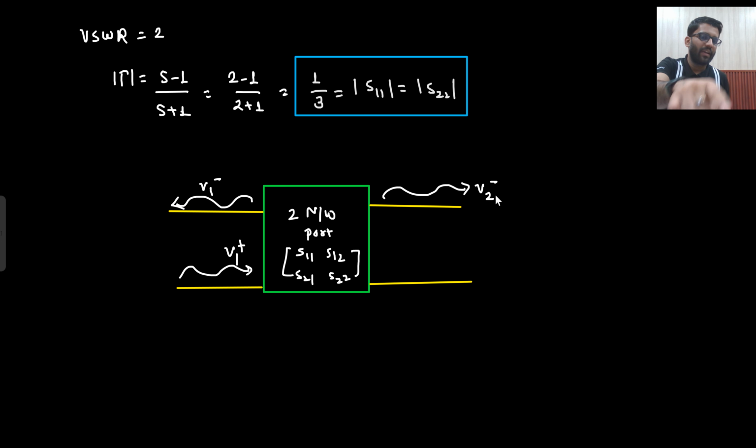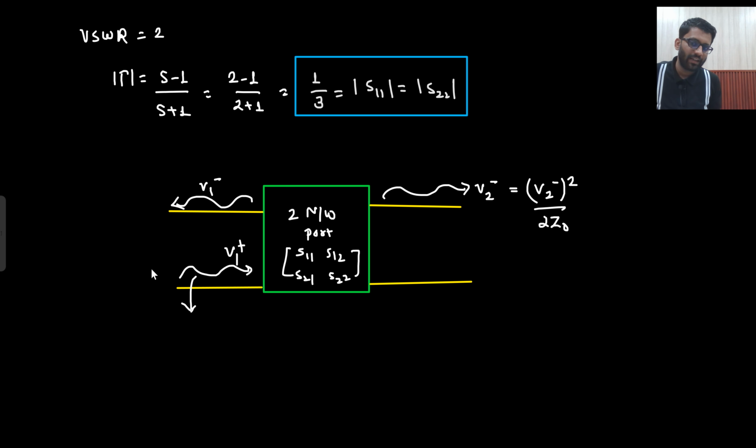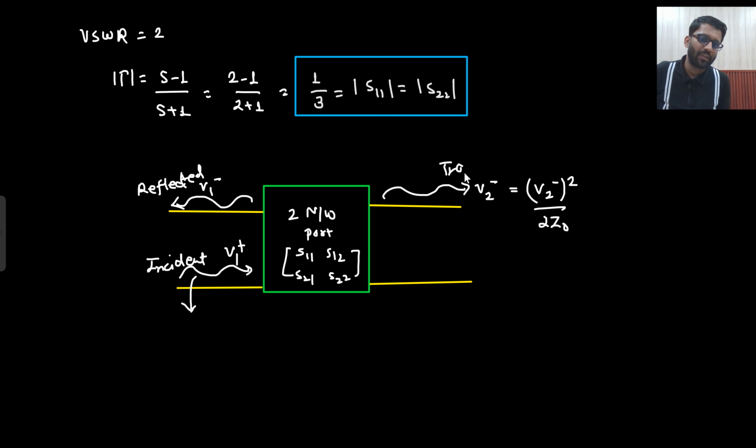Now what will be the power associated with this transmitted part? That would be |V2-|² divided by 2Z0. And what will be the power associated with the incident? This was your incident, this was your reflected, and this was your transmitted.